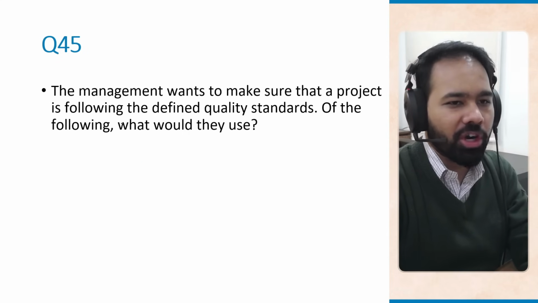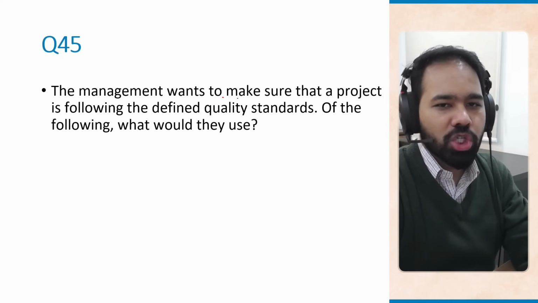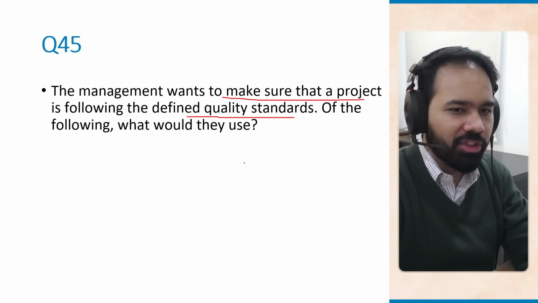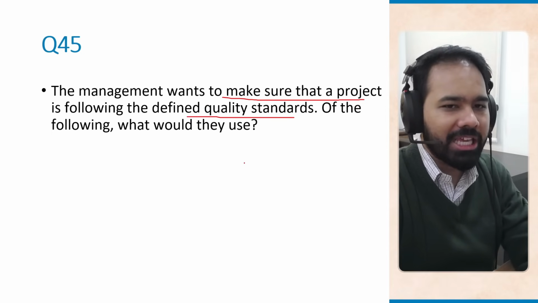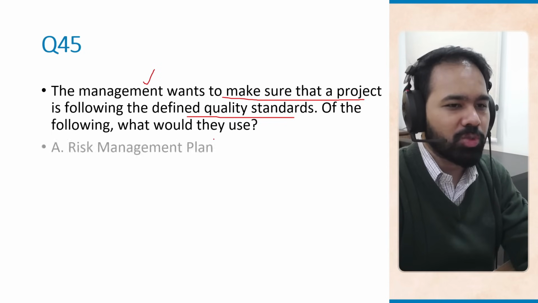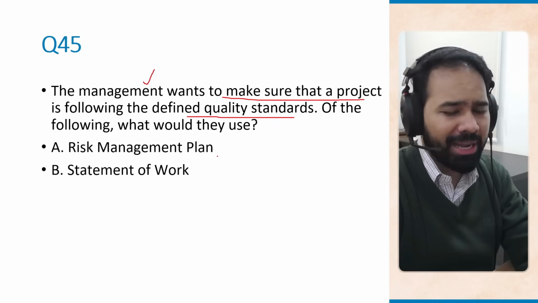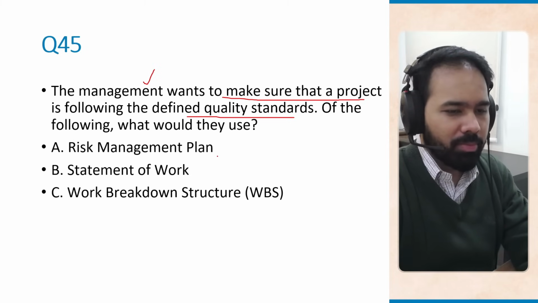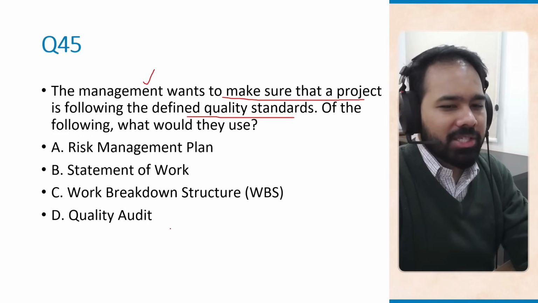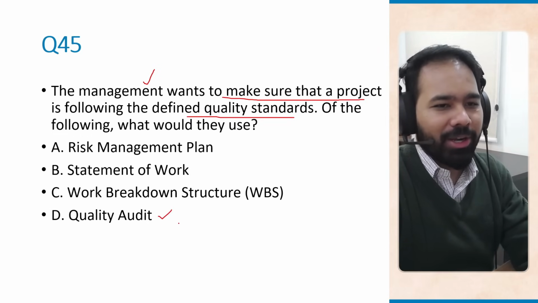Okay, question number 45. The management wants to make sure that a project is following the defined quality standards. Of the following, what would they use? Now, we are talking about the management here. So, what would the management use? Risk management plan, statement of work, work breakdown structure, or quality audit. Now, the correct answer here is quality audit because we are talking about quality standards.